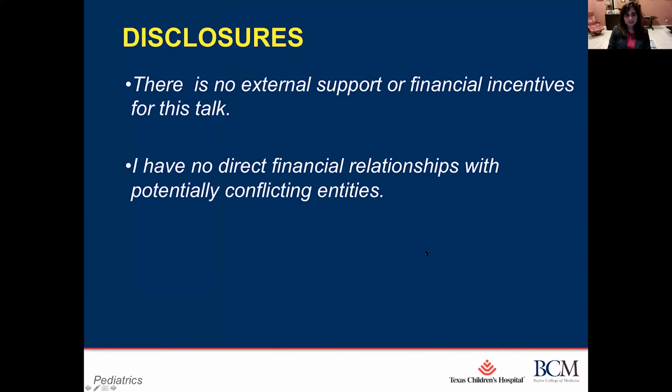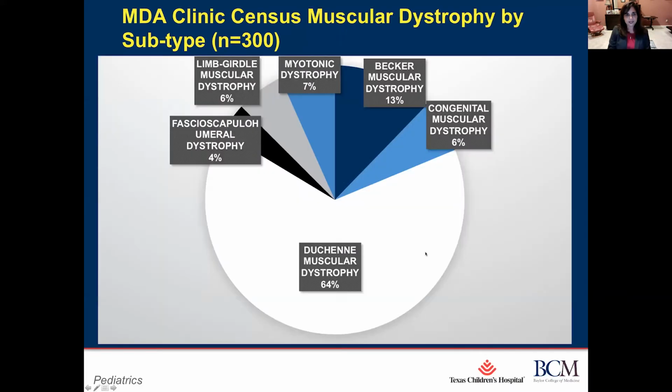I don't have any disclosures. This is our clinic census for muscular dystrophy. We see more than 40 different types of neuromuscular disorder in our clinic, and the most common disorder we see is muscular dystrophy. Among muscular dystrophy, you can see that two-thirds of our patients have Duchenne muscular dystrophy. So that's the most common neuromuscular disorder we see in our clinic.